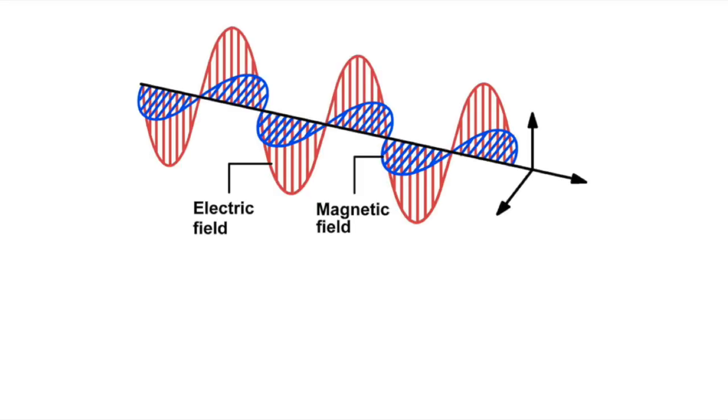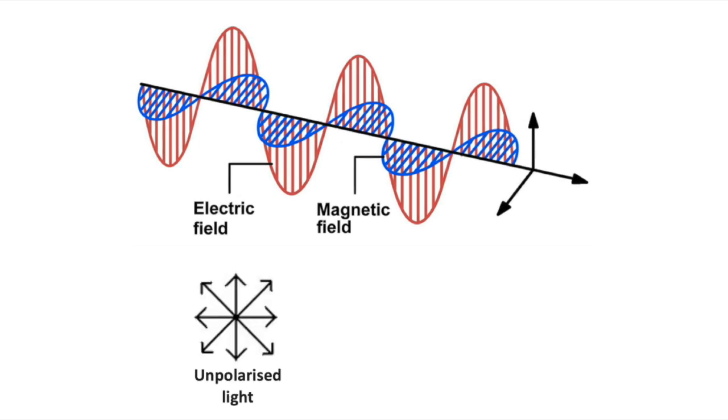In most cases, light can oscillate in any and all directions. In these cases, light is said to be unpolarized. However, it is possible to filter light in such a way that it is allowed to oscillate in only one direction. This is called the process of polarization.